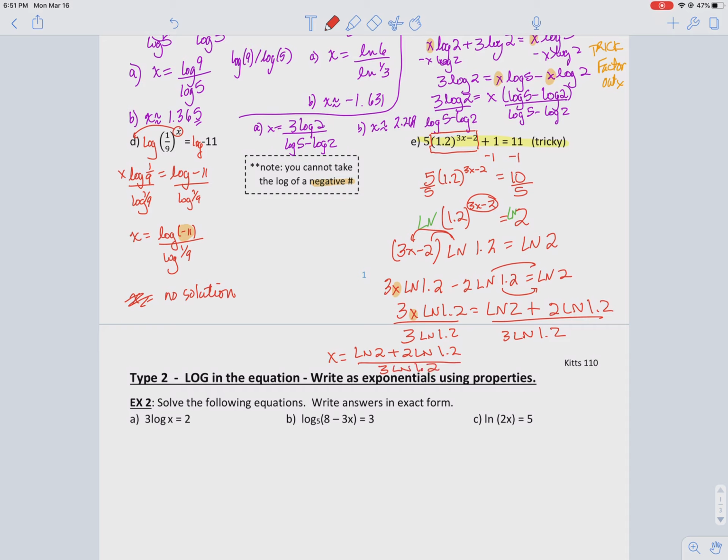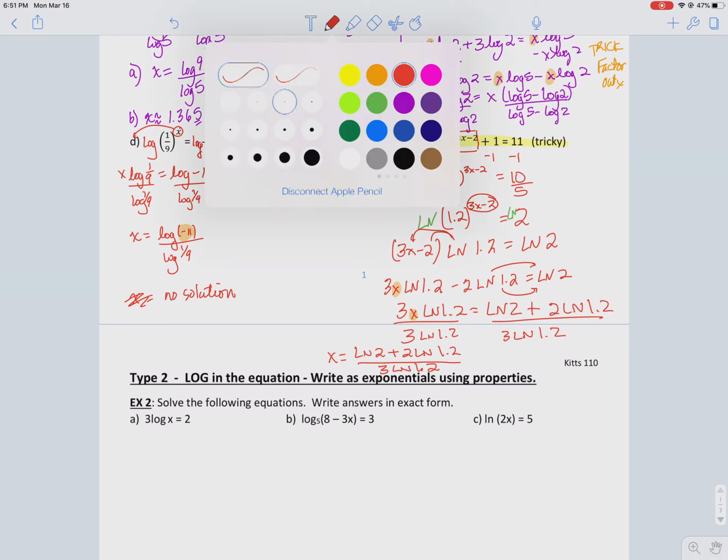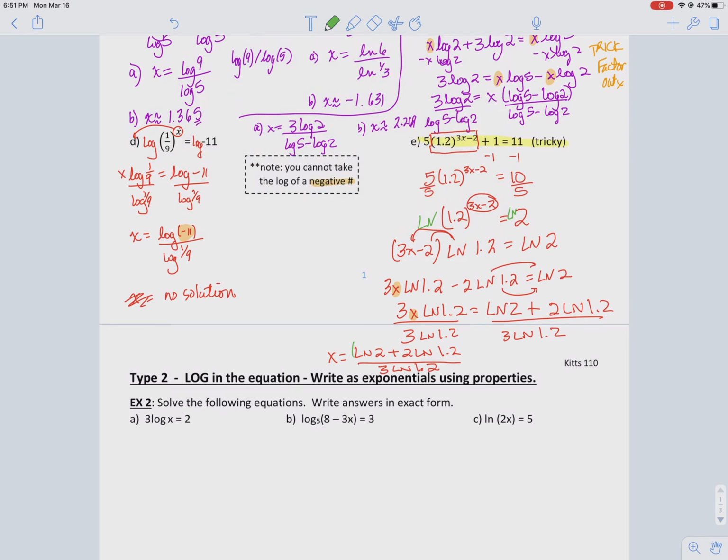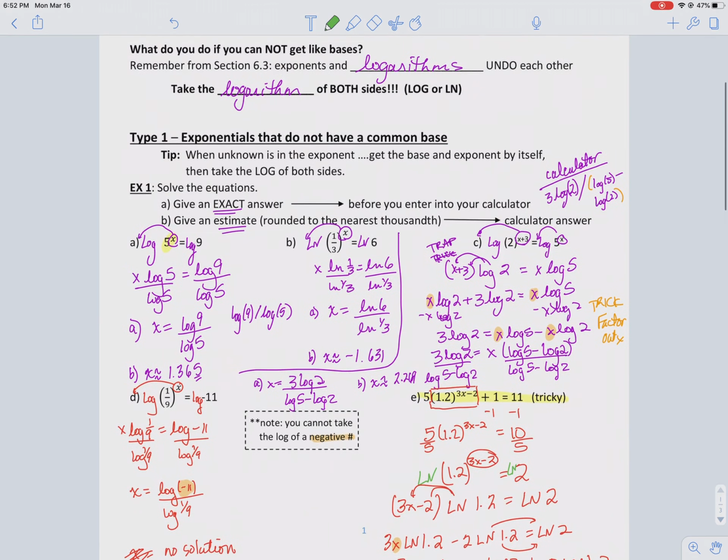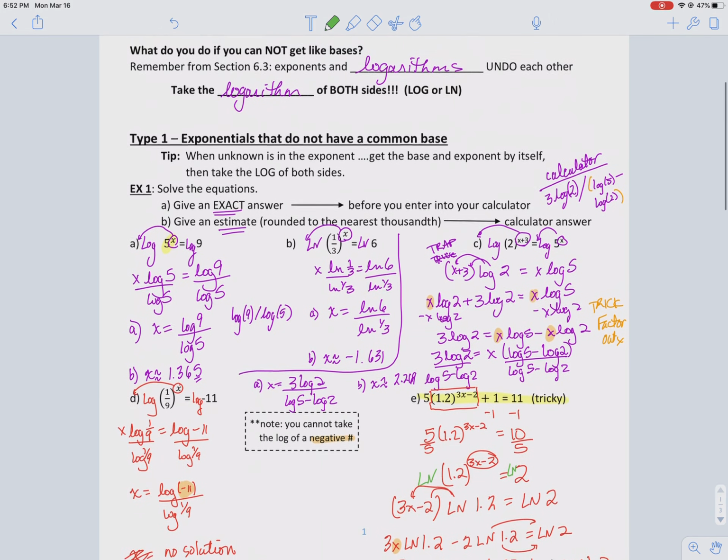So when you plug that into your calculator, you've got to be really careful because once again, you've got to put parentheses here, okay? And then when you divide, put parentheses there. So it's going to look like the ln of 2 plus 2 times the ln of 1.2 divided by 3 times the ln of 1.2. And so your answer should be 1.934. I think we'll stop this video and then we'll start with type 2.